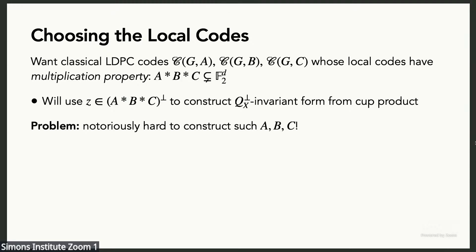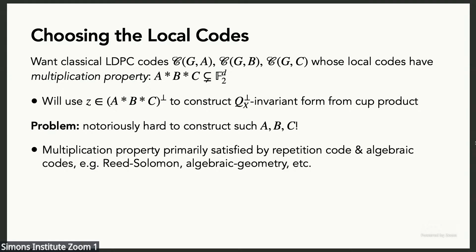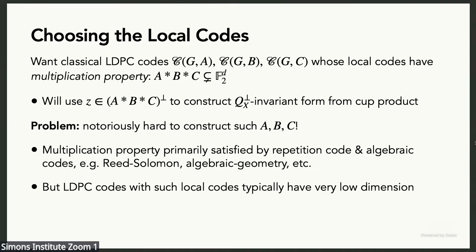Now is where we really run into a problem, because it's notoriously hard to construct good classical LDPC codes where the local codes have a multiplication property. The multiplication property is typically only satisfied by either the repetition code, or algebraic codes such as Reed-Solomon or algebraic geometry codes, these codes arising from evaluations of polynomials. But LDPC codes with these types of local codes typically have very low dimension. So there's this well-known challenge of constructing these LDPC codes with the multiplication property of the local codes. This is why we don't yet have an asymptotically good construction. This is where the whole challenge lies, in choosing these local codes with a multiplication property.